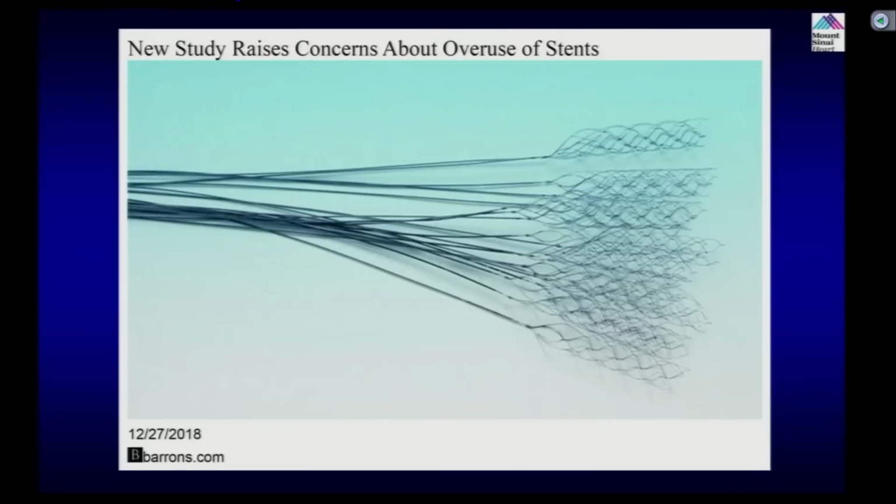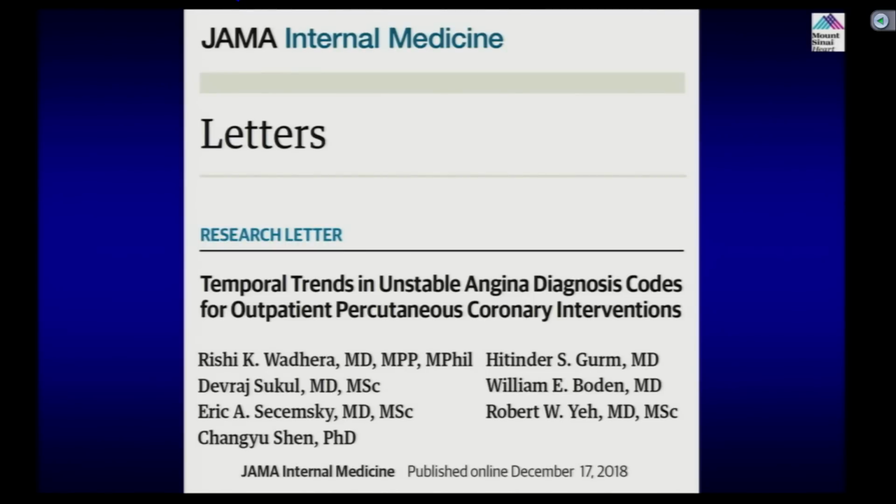So this really led us to feel that we had done very well for appropriateness. Now the latest letter comes in JAMA that raises concern about overuse of stents. This study looked at temporal trends in unstable angina diagnosis codes for outpatient PCI. The data collection originated from three states, Florida, Michigan, and New York, and was published by a group from Women's and Brigham Hospital, Harvard.